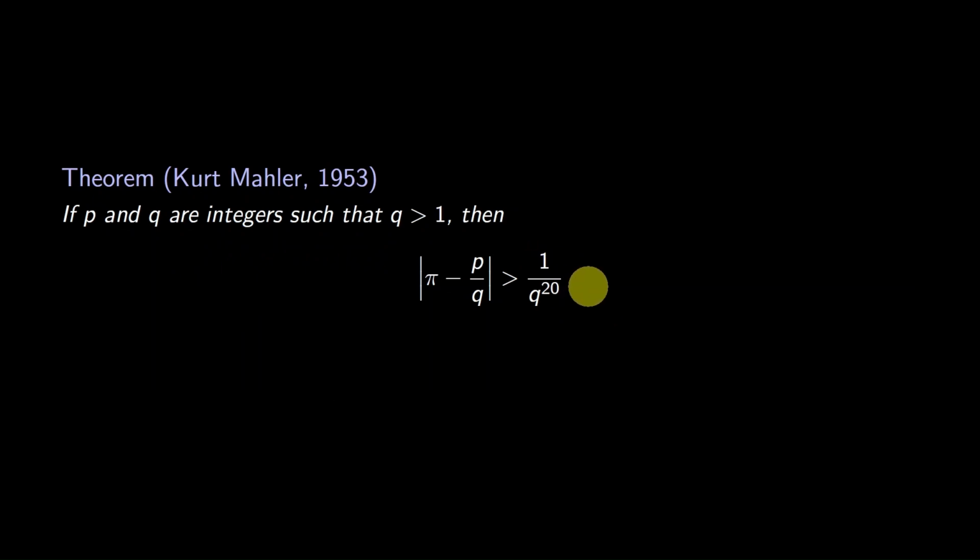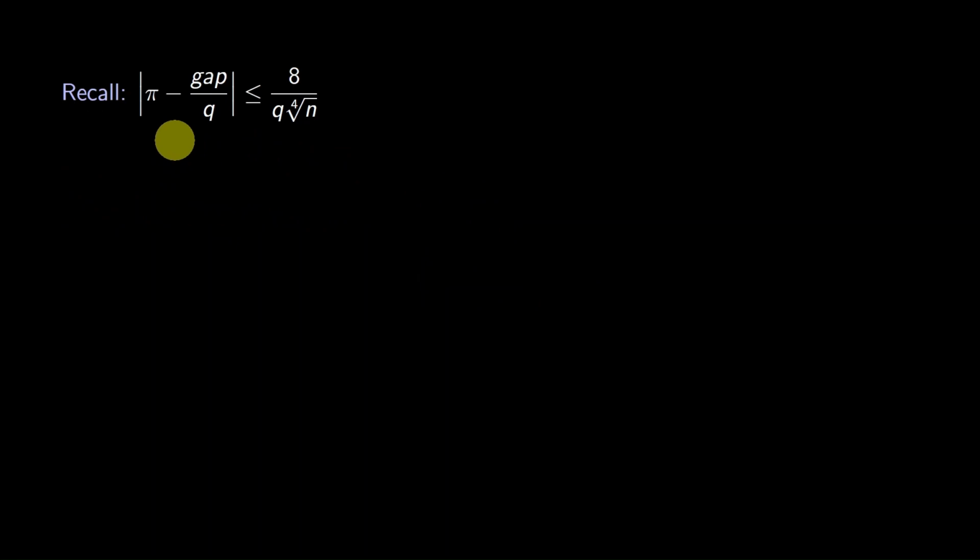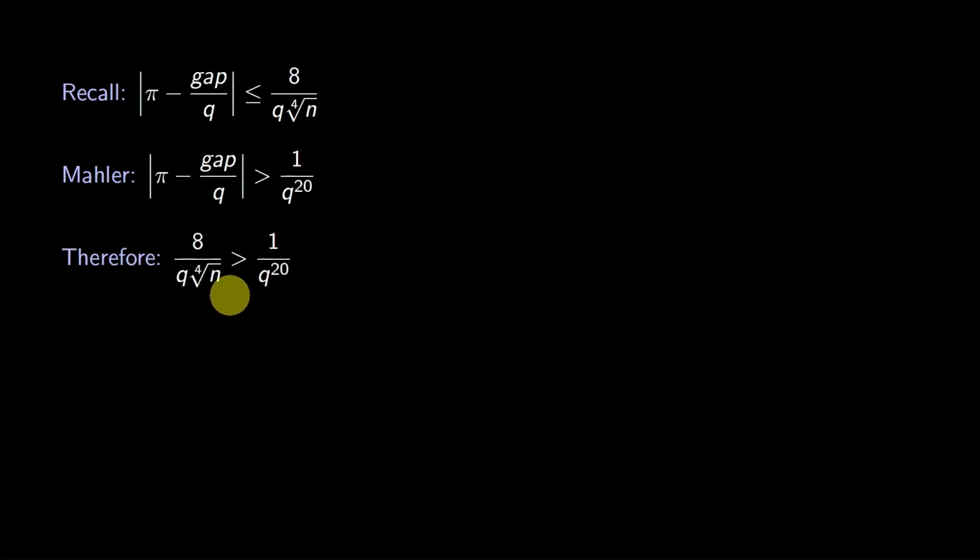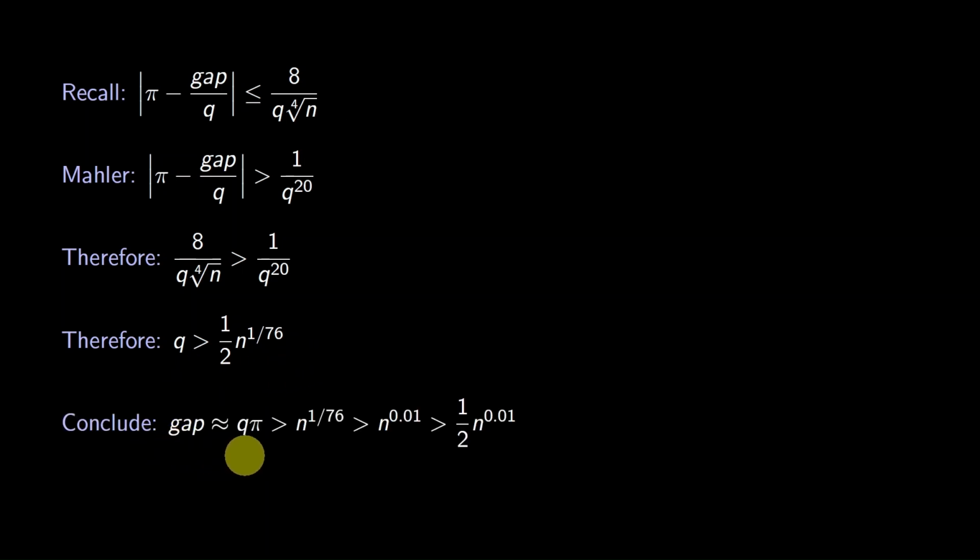Okay, let's go back to analyzing the gaps between wild numbers. Recall we showed that pi is quite close to gap over q. On the other hand, Mahler showed that pi can't be too close to gap over q. If you put those two inequalities together, we get the following inequality, and we can solve that inequality for q. We see that q is at least on the order of n to the power 1 over 76. And since gap is quite near pi q, we get the following inequality.